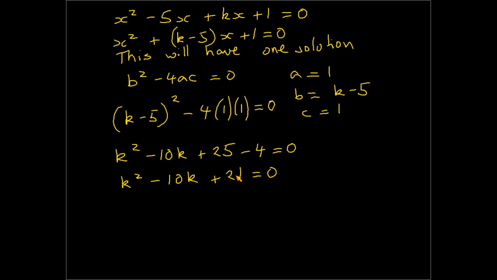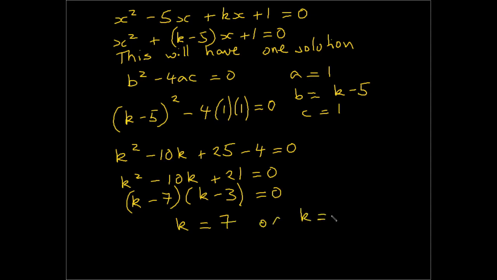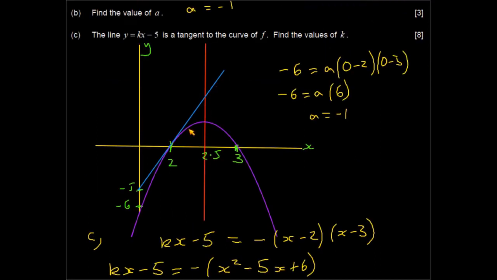I can then factorize this. So I need numbers that multiply to make 21 and add together to make minus 10. So factors of 21: 3 and 7, 1 and 21. So if I was to use negative 3 and negative 7, they would add to make negative 10. So I can say k minus 7 and k minus 3 is equal to 0, which would give me k is equal to 7 or k is equal to 3. Those would be the solutions for the gradient of the line which would intersect with the curve here. K is 7 or k is 3.